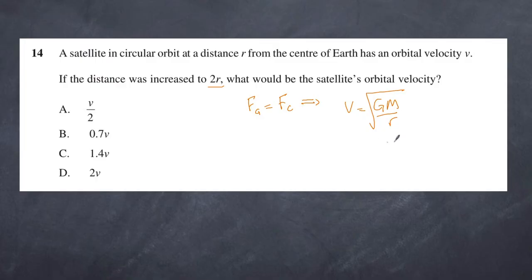Now, we are increasing the distance here to 2r, so therefore the new one, and I'm going to call this just v dash, is going to be the square root of GM over 2r. Now, if I take this 2 outside, I have to take out 1 over the square root of 2 to have the square root of GM over r by itself. So now you see that this is my original velocity. My new velocity is now 1 over root 2, and if you work that out, that becomes B.